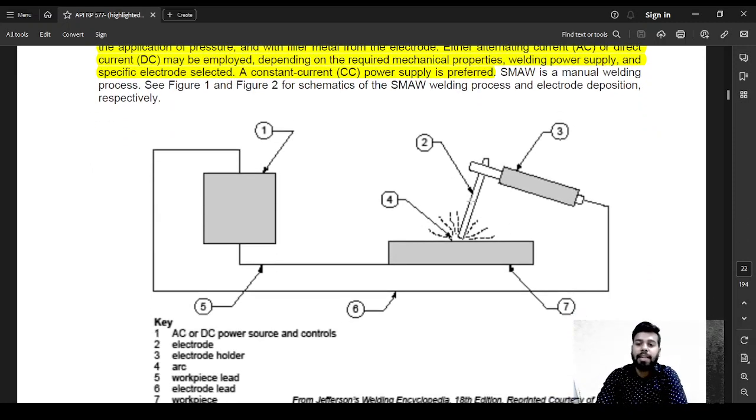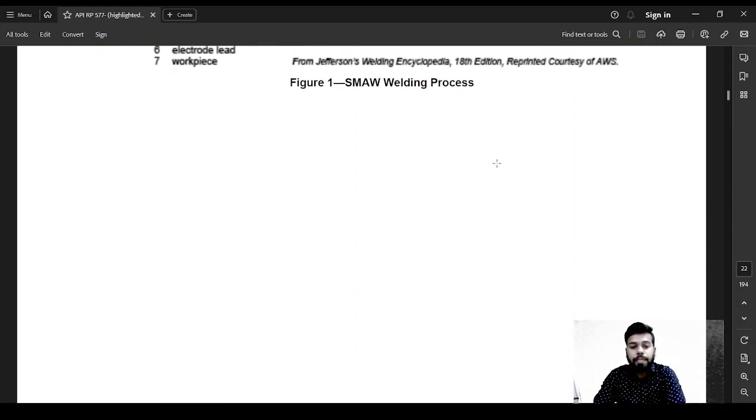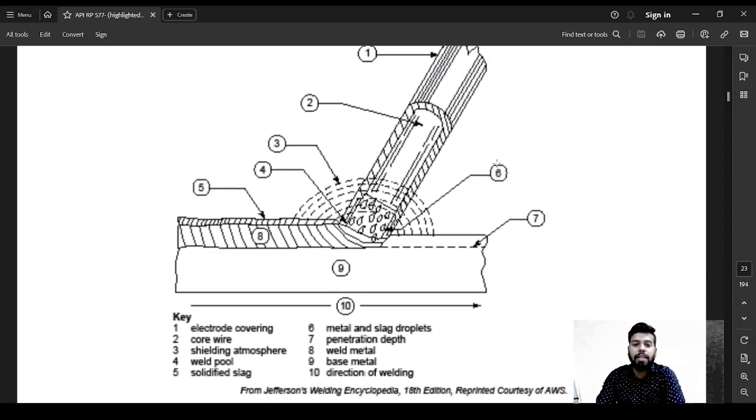So it's something like this, where you have an electrode. So this electrode is something like this. You have an electrode that is made up of a metal and you have an electrode coating. This coating is a flux which acts as a protective layer between the weldment and the surrounding areas. You have this electrode holder, you have this power supply. One terminal is connected to the workpiece and the other terminal is connected to the holder and the electrode. Something like this. So your electrode melts, the metal melts and the coating also melts.